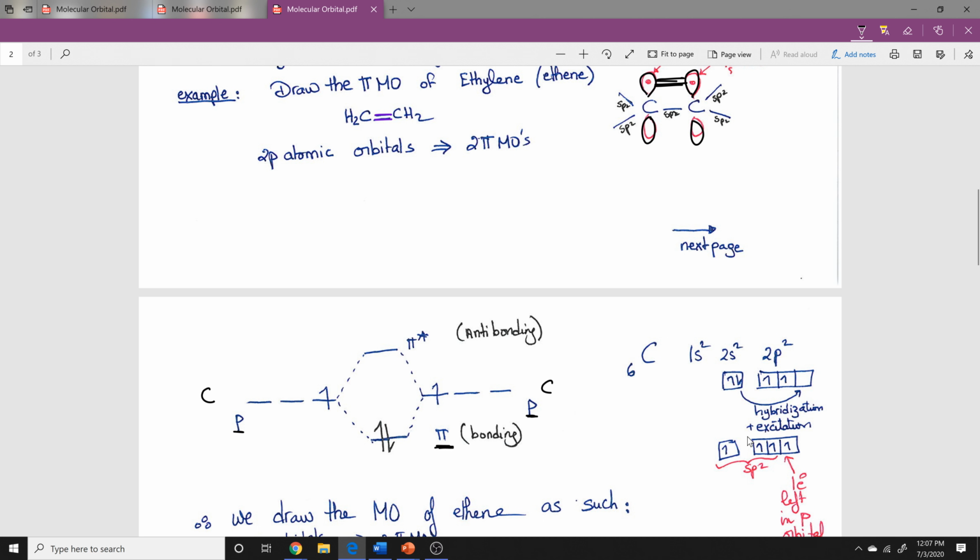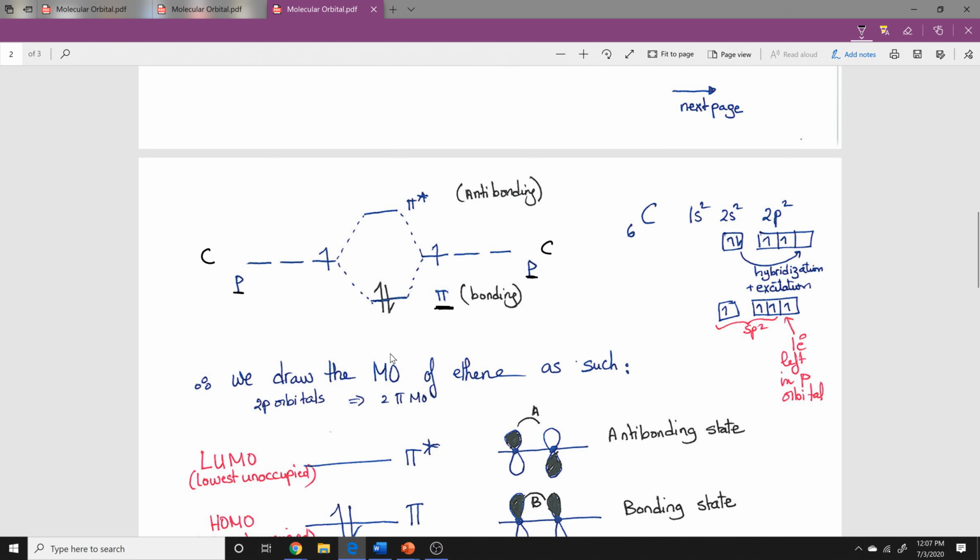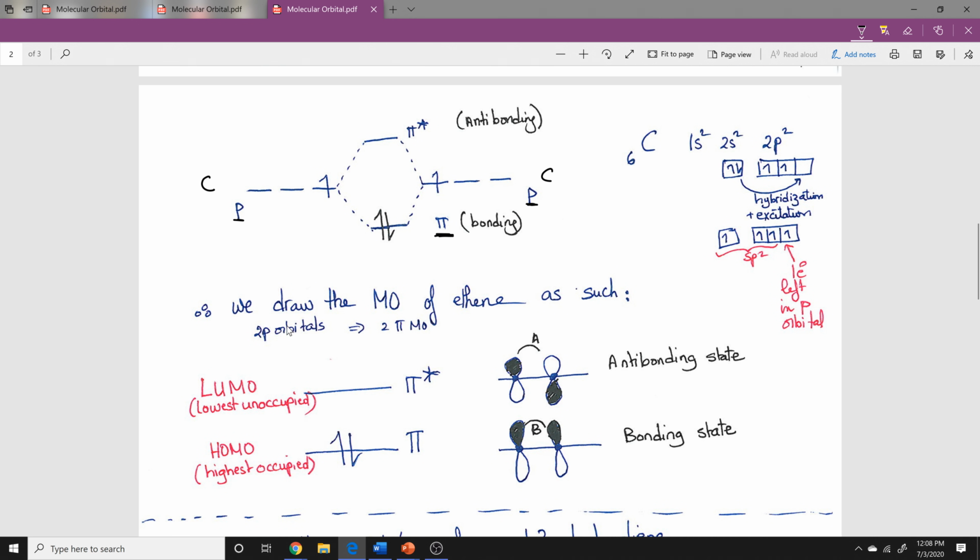And now you start filling your electrons. Make sure that the lower energy pi bonding state has a max capacity of 2 electrons, so you will be left with nothing for the anti-bonding molecular orbital. So now if I want to draw the molecular orbital of ethene, you don't have to show the p atomic orbitals, just show the middle ones, the pi and the pi star. So we're going to show them over here.